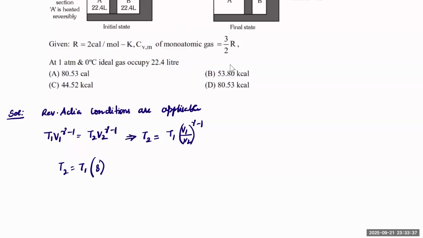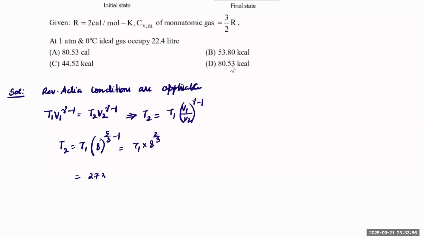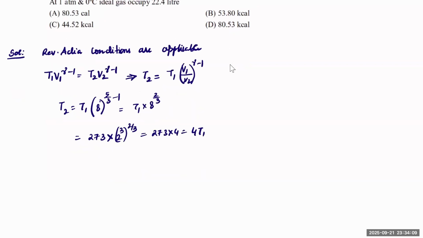Gamma minus 1. Gamma is 5 by 3. Sorry, 5 by 3 minus 1, which is 2 by 3. So that makes it T1 into 8 raised to 2 by 3. So the initial temperature is 273 kelvins into 2 raised to power of 3, whole raised to power of 2 by 3. So 3 will get cancelled, and it is 273 into 4, so it is 4 times T1. This much is the temperature that is raised in B part.